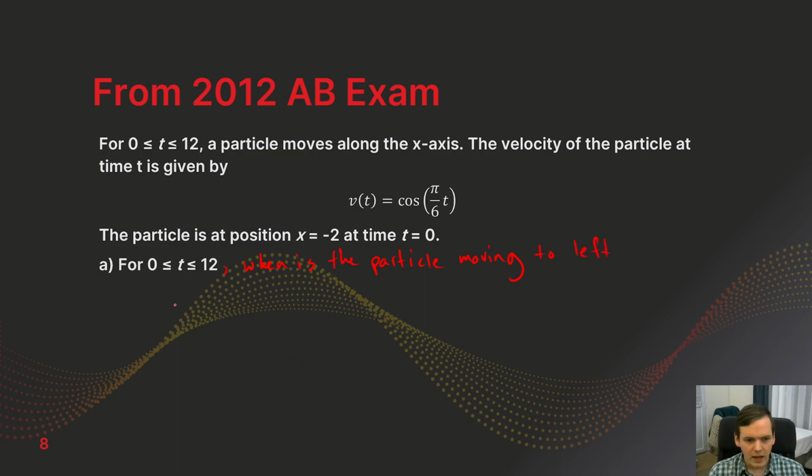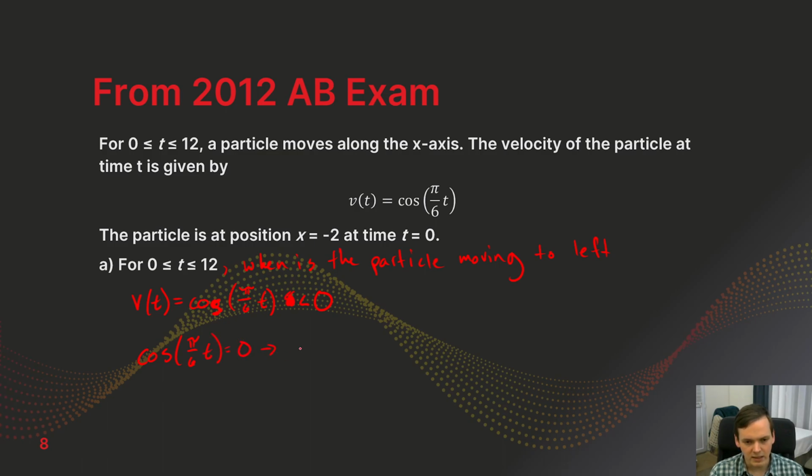Well, we know that if we have our velocity, we need that to be equal to a negative value to be moving to the left, right? Because left on the x-axis is negative. So we want this to be less than 0. Well, how do we figure that out? We figure out when it's equal to 0. That'll tell us when it changes. So start by saying cosine of pi over 6 t is equal to 0.